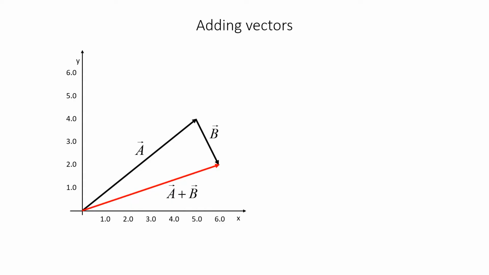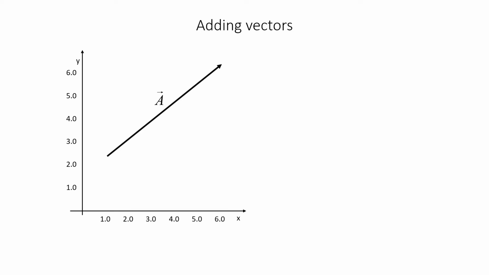Hey there, let's talk about adding vectors. In general, we can add vector b to vector a by placing the tail of b to the tip of a. The resultant a plus b vector goes from the origin to the tip of b. Let's talk about this in some detail.